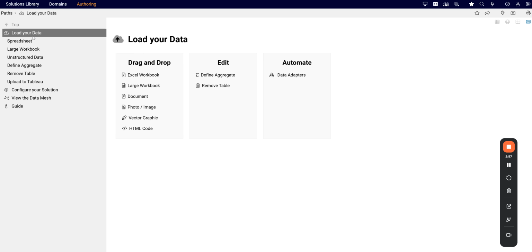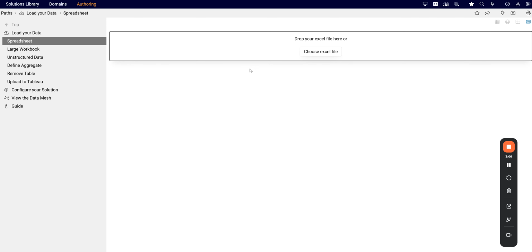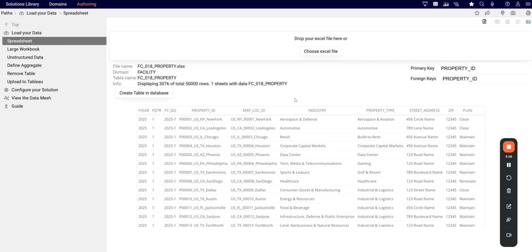So we click here, and we basically select Excel workbook. In this example, we have a worksheet with 50,000 properties. I'm going to drag it here into the data loader, and we wait for a few seconds. The system is processing it here, and here we've just loaded 50,000 properties in the system.